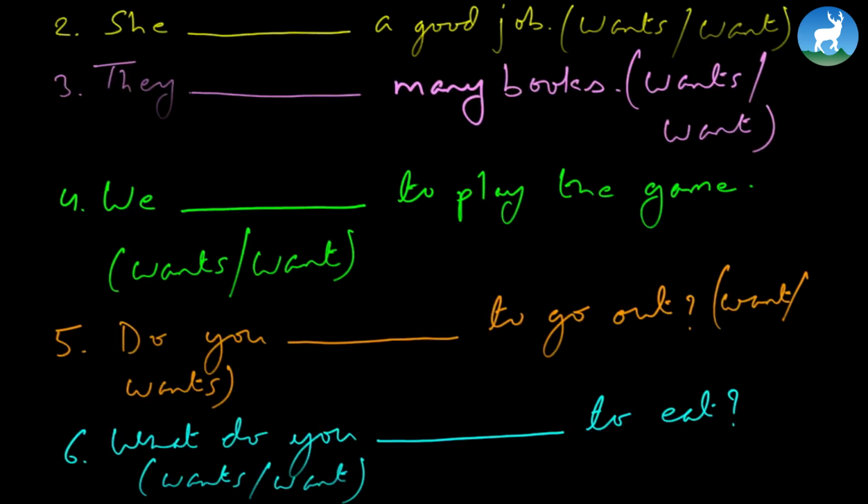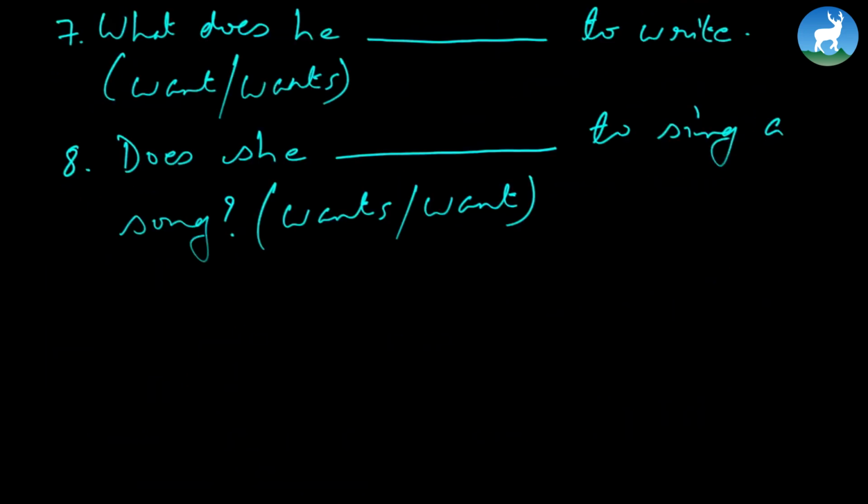Now, having said that, look at that. Again, third person, she. What do you think is the correct answer? I'm going to tick it here now. Please do observe here. Again, it's third person, singular. That's why wants. Look at that. They. Third person, they, right? Again, third person, but it's plural. That's why we choose they want many books. So this is how you do it. You can do 4, 5, 6, and 7, 8 in the classroom right now. I'm sure you can do it very well.